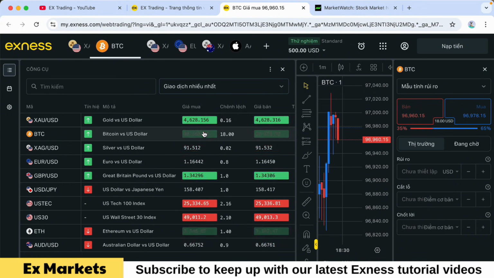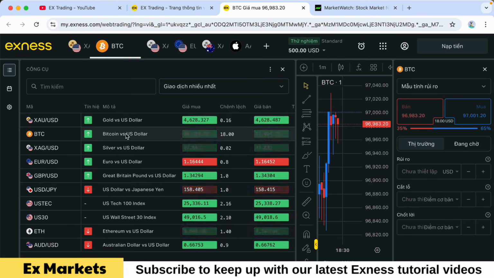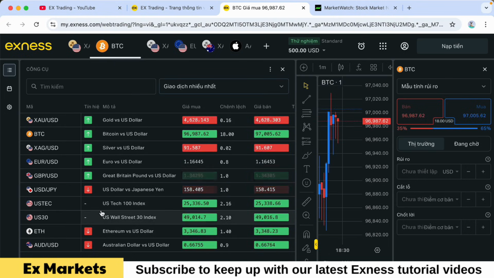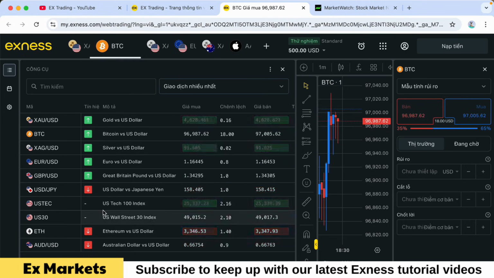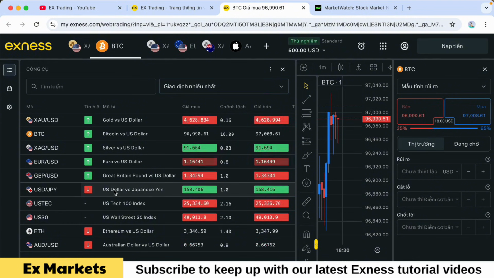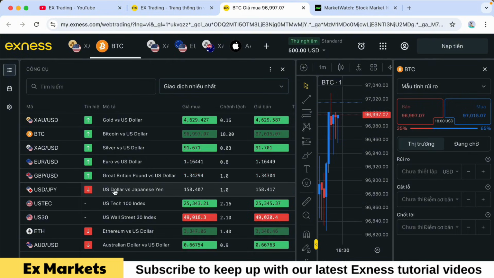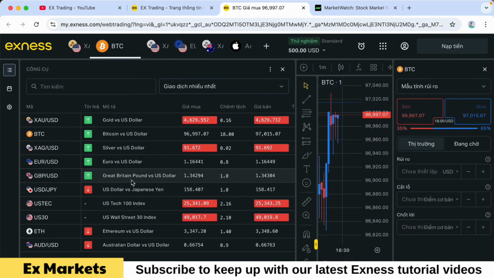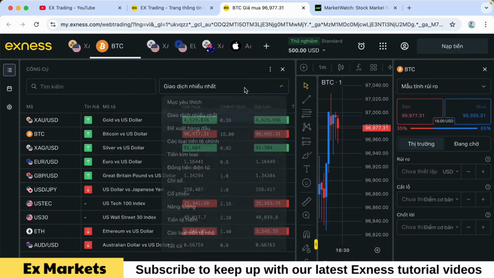Another way is to filter by groups that match your trading style. Exness Terminal allows you to filter by groups such as major currencies for stability, metals for fast-moving and powerful trades, or cryptocurrencies which are highly volatile and require good risk management. The important thing is not which group is more profitable, but which one suits your trading system.